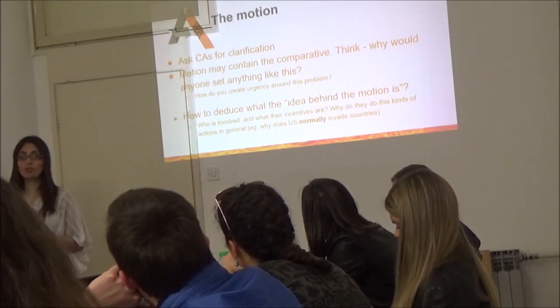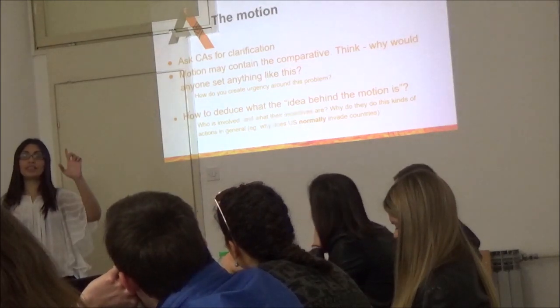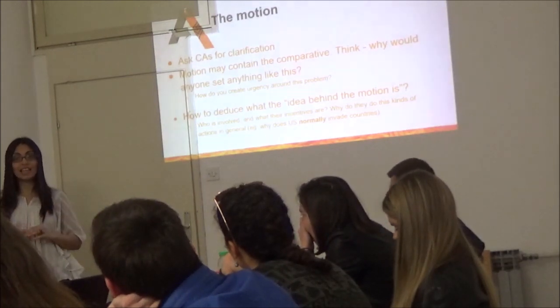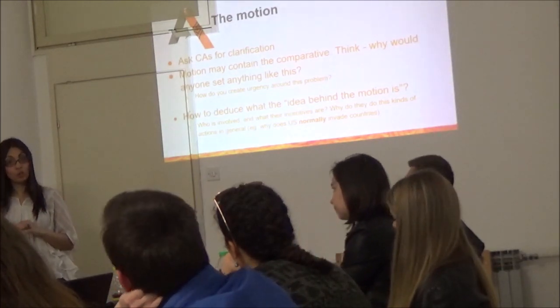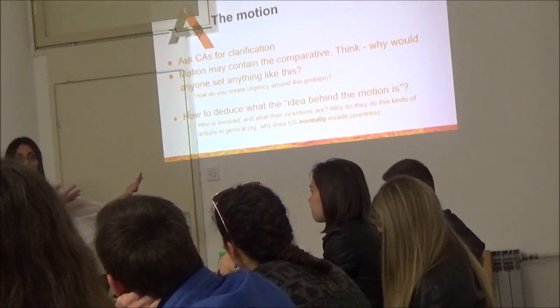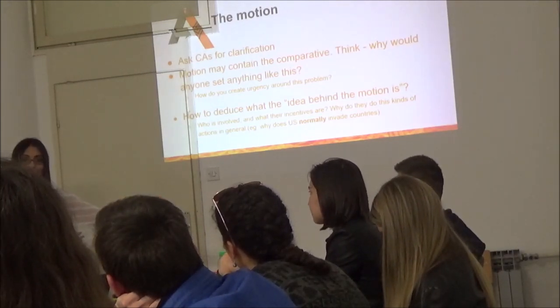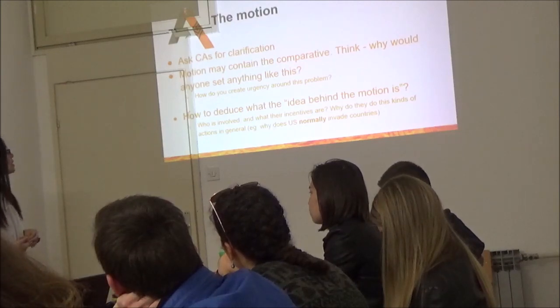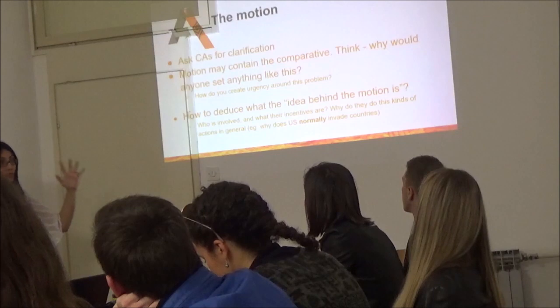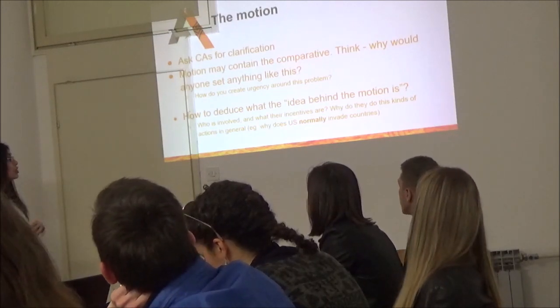Sometimes, you listen to the motion, you already know what the comparative is. The comparative is the other side. So like last night, when you hear the motion prefers a world where nobody believes in the afterlife, you know that the other side is where many people believe in the afterlife, right? That's obvious. And like I said, how do you infer what the idea behind the motion is?